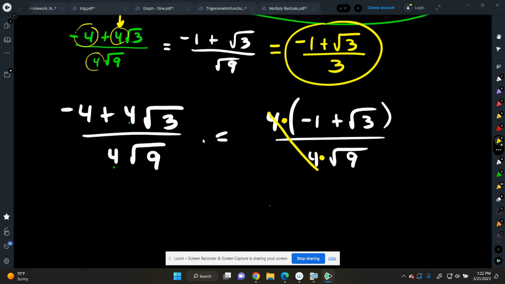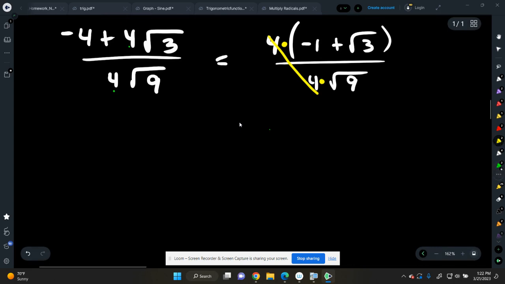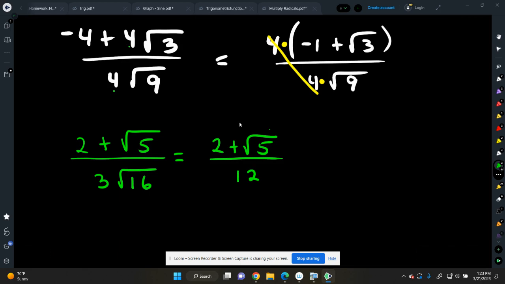All right, let's look at number 5 together. We've got 2 plus the square root of 5 over 3 times the square root of 16. Put your brain in gear. What can we do? Anything? You can simplify 16 to 4. And so what do we end up with on the bottom? Can I reduce the 2 and the 12?